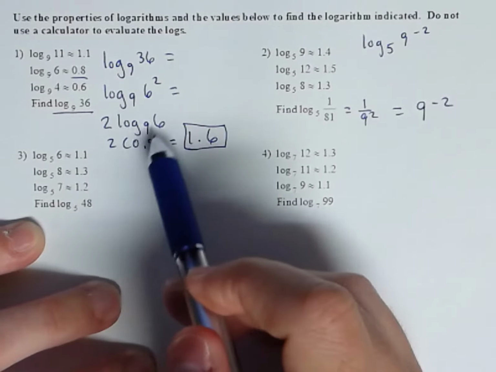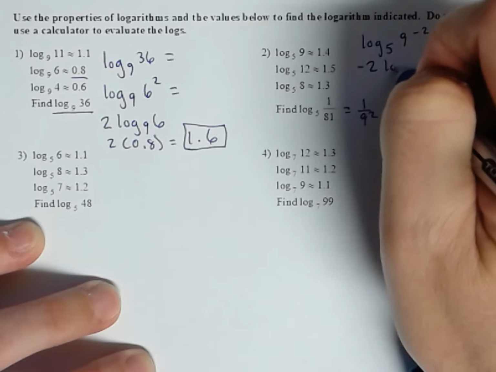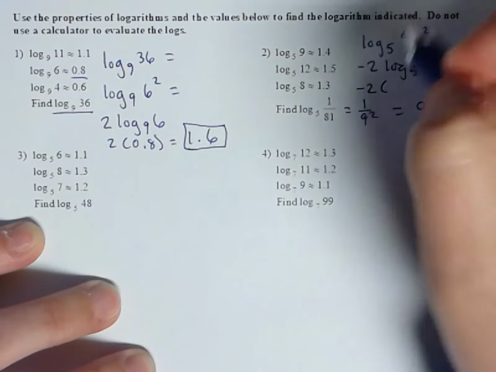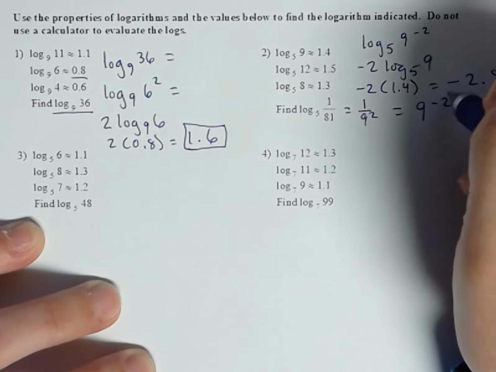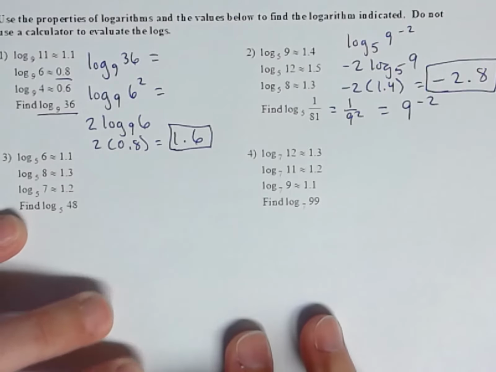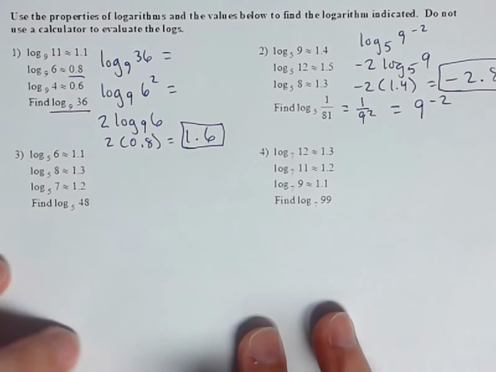And then think about the same thing we did over here. That's the same as negative 2 times the log base 5 of 9. Negative 2 times, well, the log base 5 of 9, they tell us, is 1.4. So that would be negative 2.8. Off the screen there a little bit, sorry. Okay, so applying our log properties. Let's look at number 3.